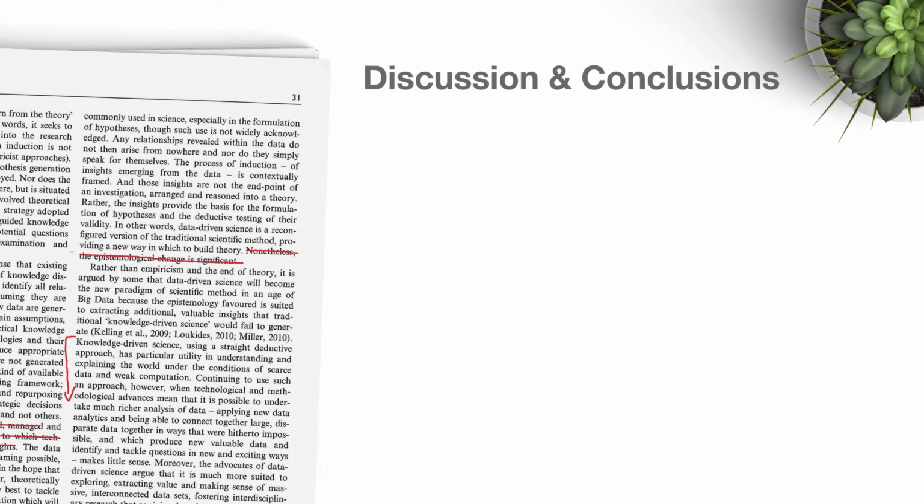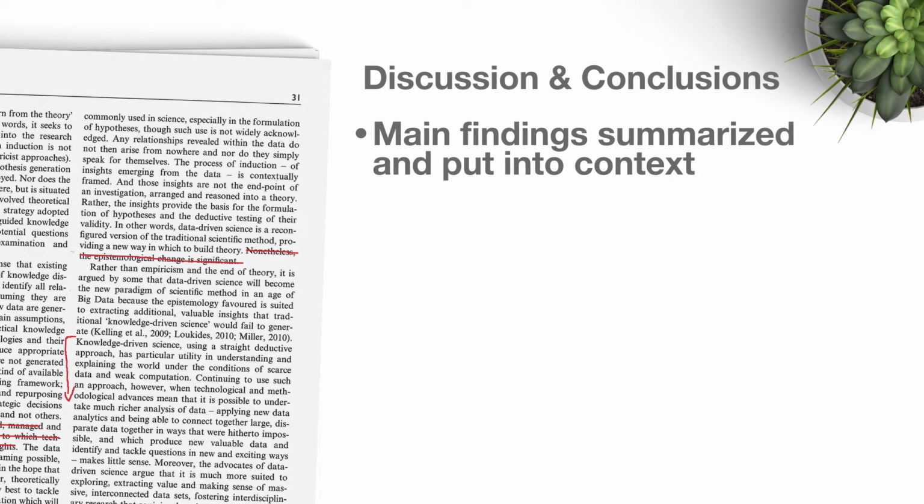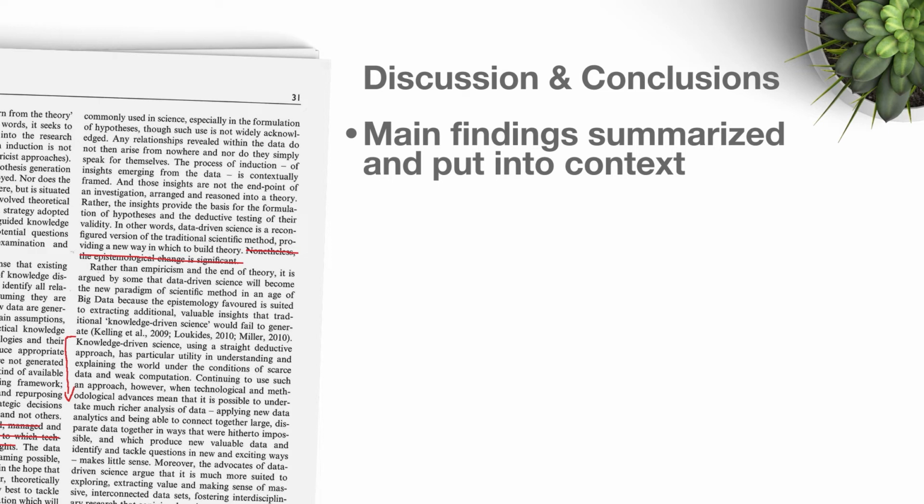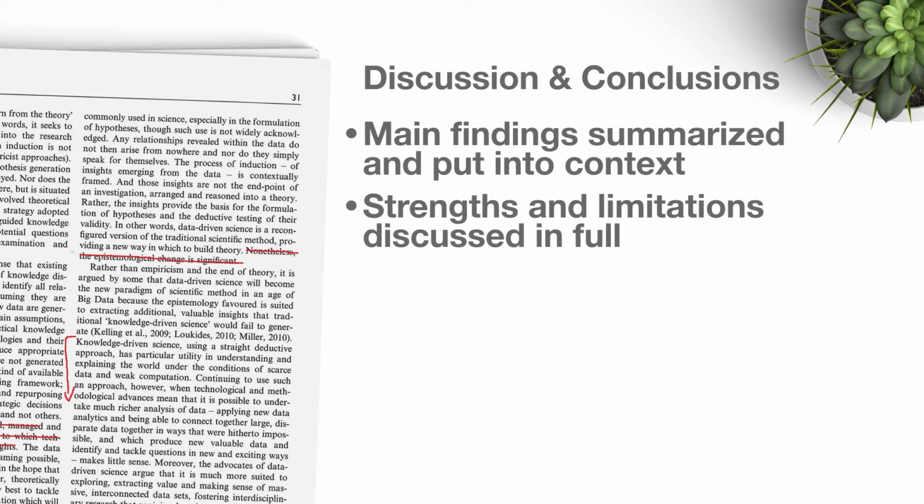The discussions and conclusions section are where the main findings of the paper are accurately summarised and put into context of existing literature with appropriate reference citations. Not only should the author describe the strengths of the study, but more importantly, the limitations should be discussed in full. For example, bias, measurement techniques, and sample selection.